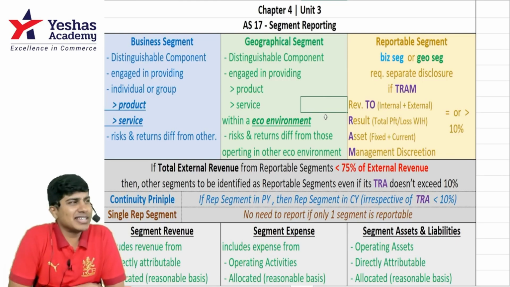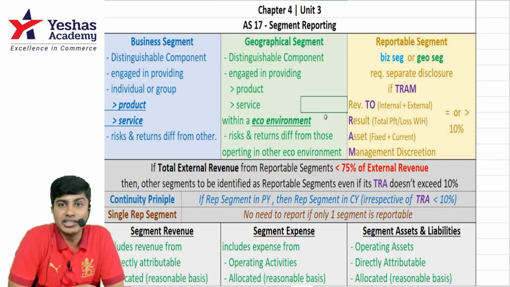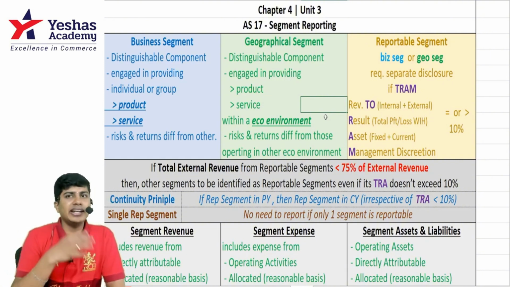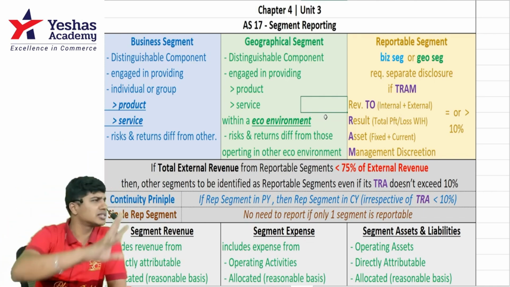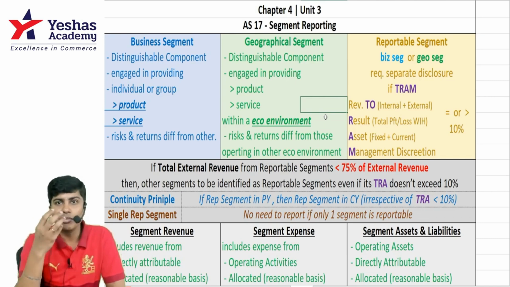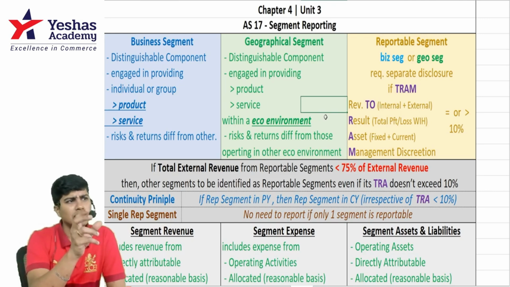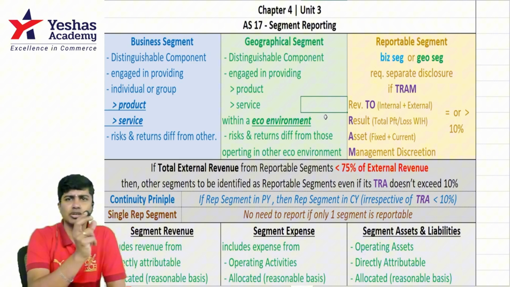Let's now quickly revise Accounting Standard 17 segment reporting, which is chapter 4, unit 3 of your syllabus of advanced accounting. An entity will prepare financial statements for the entire business of all the segments together as a whole. But in order to understand which segment is doing good, you need to prepare financial statements for each segment. So what is a segment? It's a part, a small portion of the business.